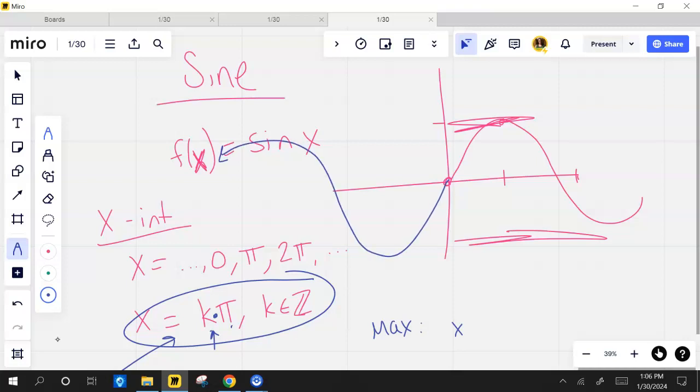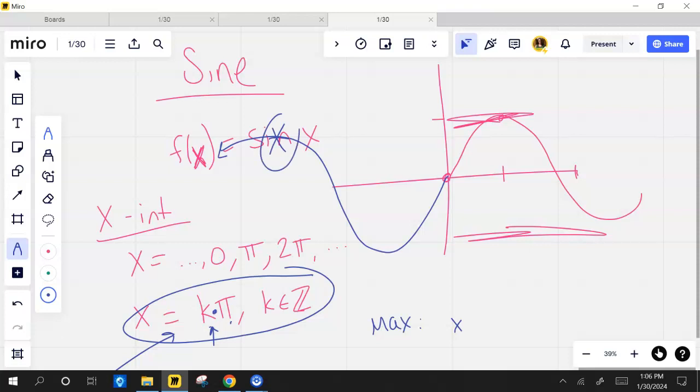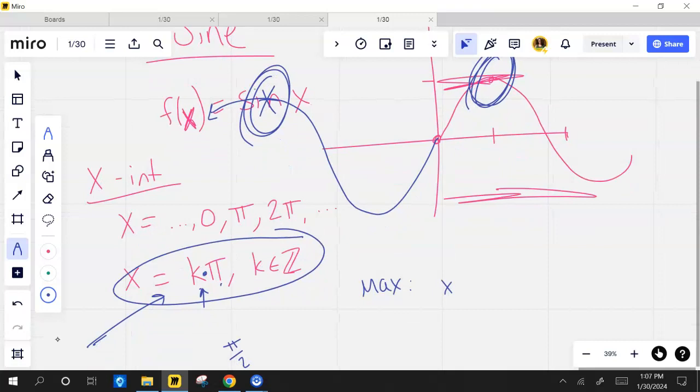Wouldn't the max just be fine? Because it doesn't matter how many places. Here's a max and here's a max. Do you agree? How far apart are those two maximums? Four halves of pi. Two whole pies. And do you agree that that pattern continues? Yeah. Okay. Everything about this continues. So my maximums occur here.